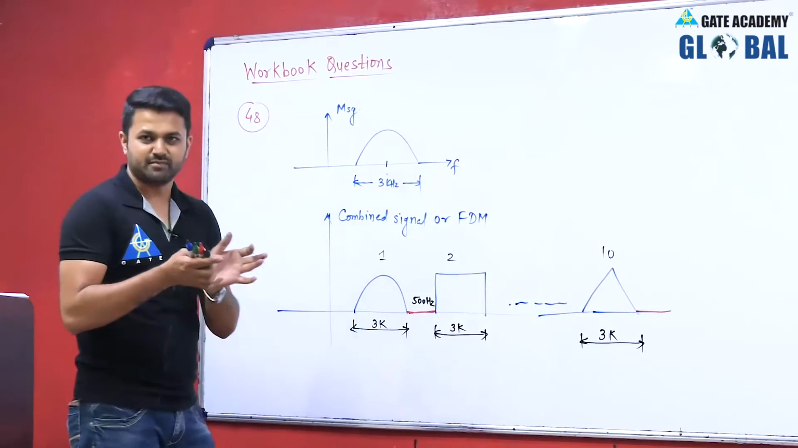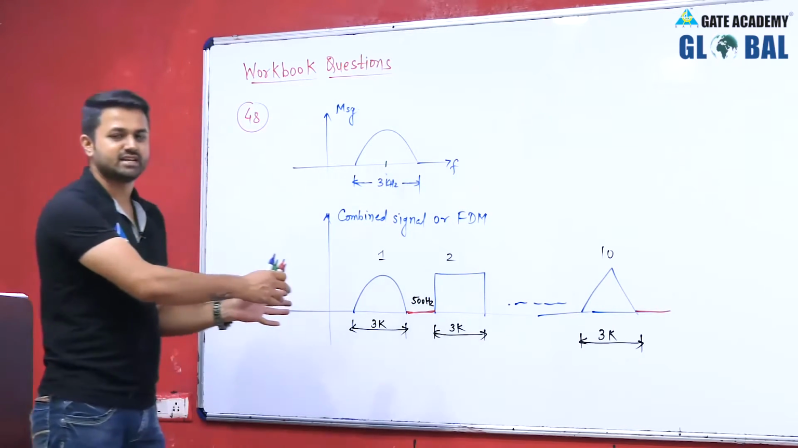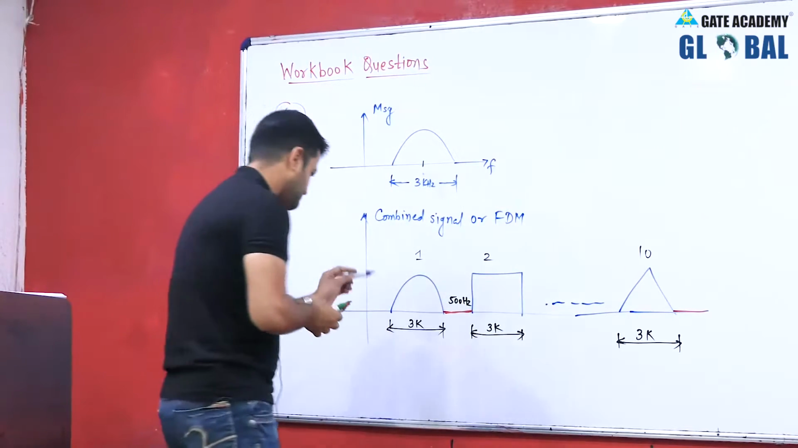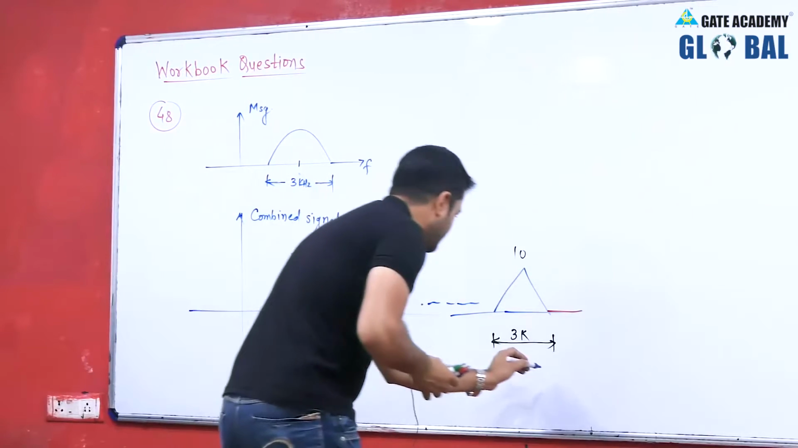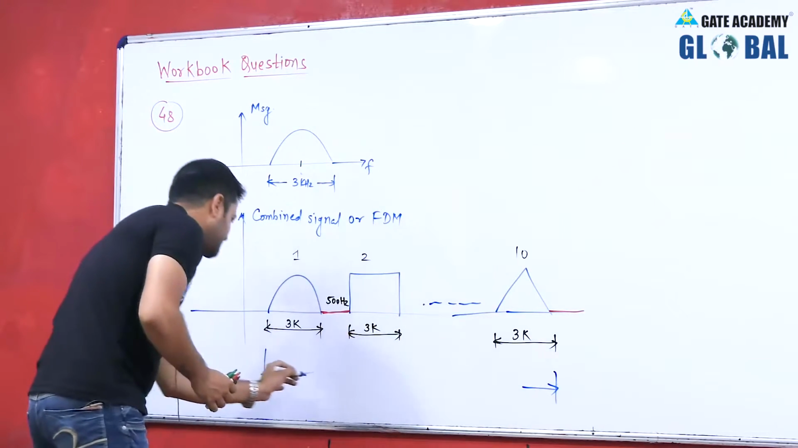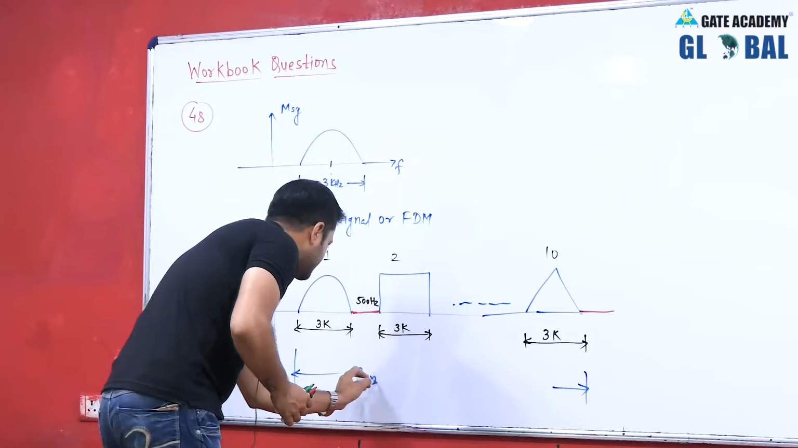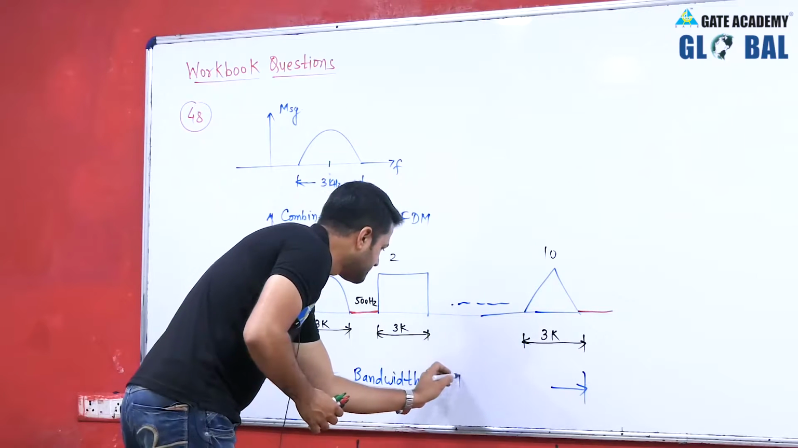Now what is the bandwidth of the channel? If we want to transmit this combined signal, then what should be the bandwidth? So this overall bandpass signal should have bandwidth ranging from the highest frequency to the lowest frequency. So this will be the bandwidth of FDM.